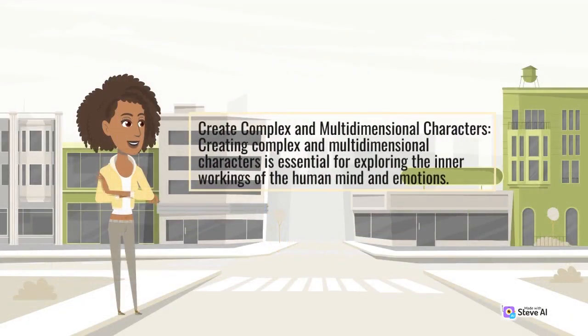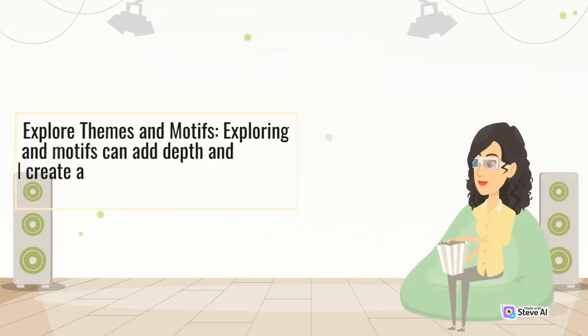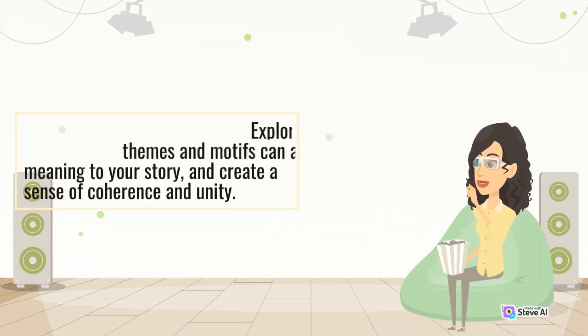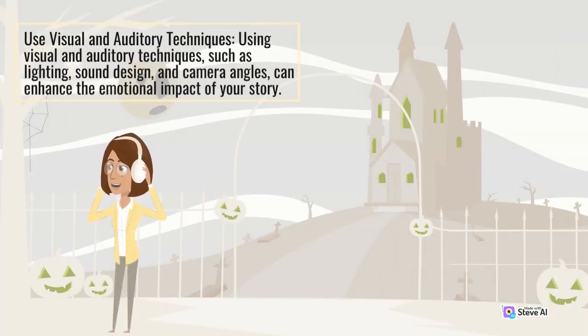Create complex and multidimensional characters. Creating complex and multidimensional characters is essential for exploring the inner workings of the human mind and emotions. Explore themes and motifs. Exploring themes and motifs can add depth and meaning to your story, and create a sense of coherence and unity. Use visual and auditory techniques. Using visual and auditory techniques, such as lighting, sound design, and camera angles, can enhance the emotional impact of your story.